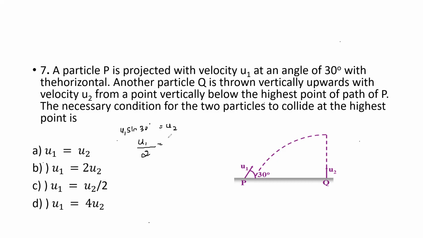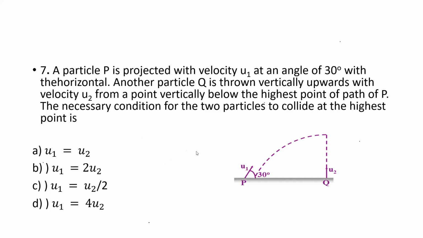So it becomes u1 by 2, which is equal to u2. Therefore, we can write u1 is equal to 2u2. That is option B is the correct option here. Option B is the correct value. It means when the velocity of P becomes twice the velocity of Q, then both the bodies will meet at the highest point. So the condition is u1 is equal to 2u2. Let us see the next question.